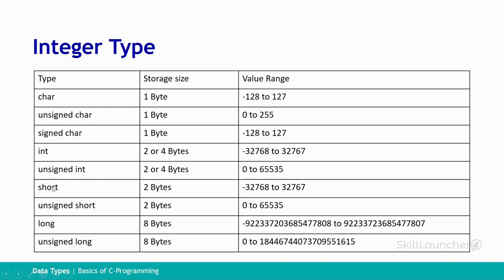Signed, unsigned, short, and long. These four are known as size modifiers. Short int will have 2 bytes. Unsigned short int will also have 2 bytes, but the difference lies in range. Unsigned short int can store only positive values. Now long int can store bigger integer values, and unsigned long int can store even bigger integer values.